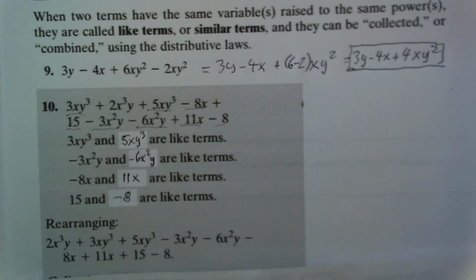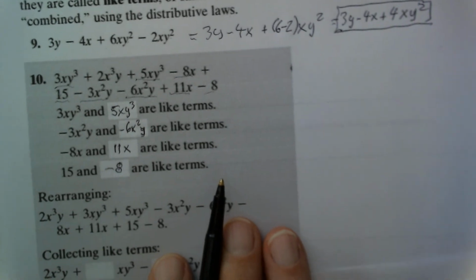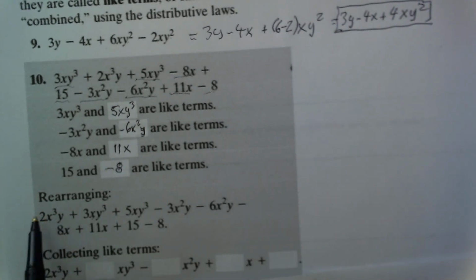Now we combine by rearranging the terms this way, so that like terms are placed together. So we have 2x to the third y plus 3xy to the third plus 5xy to the third, and minus 3x squared y minus 6x squared y, and minus 8x plus 11x, and 15 minus 8. Now we combine like terms. Again, there is only one of these, so we just leave that alone, and then we have the 3xy to the third.